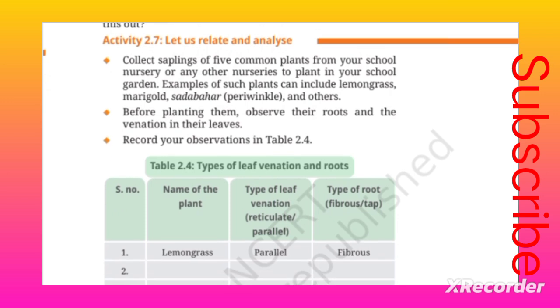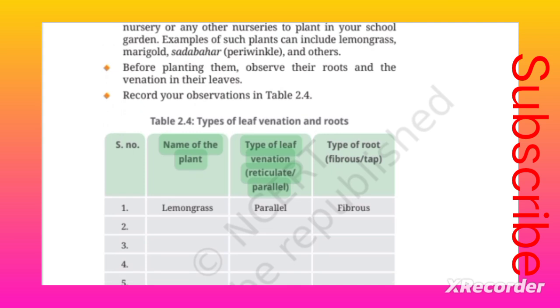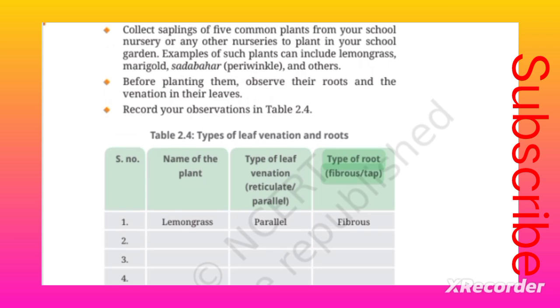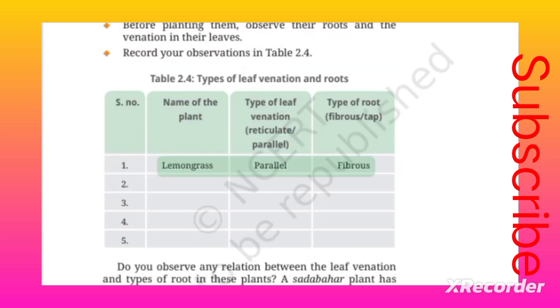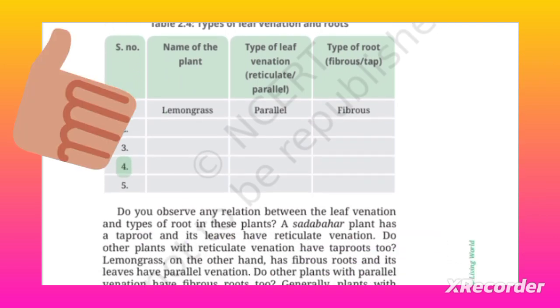Table 2.4. Types of leaf venation and roots. Serial number, name of the plant, type of leaf venation: reticulate or parallel, type of root: fibrous or tap. For example, lemongrass: parallel, fibrous.